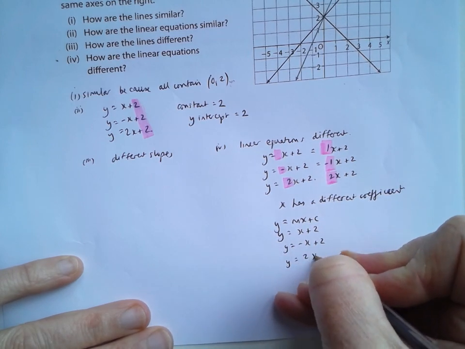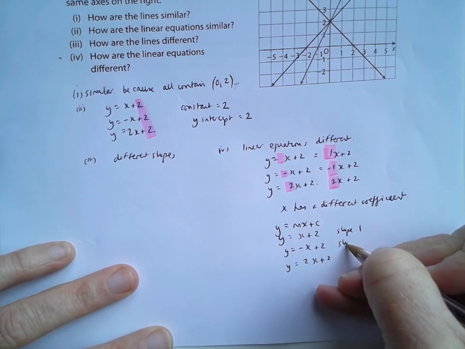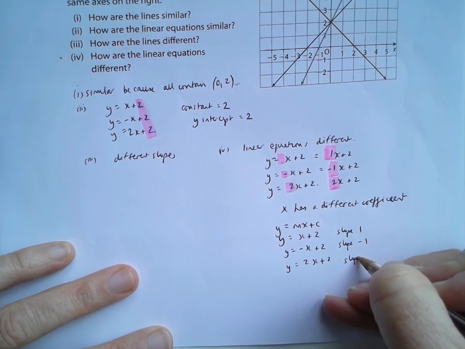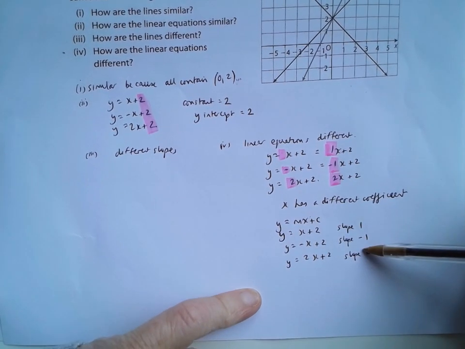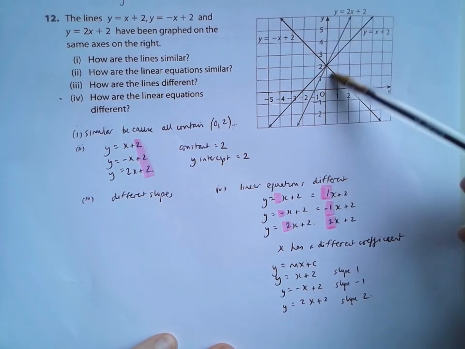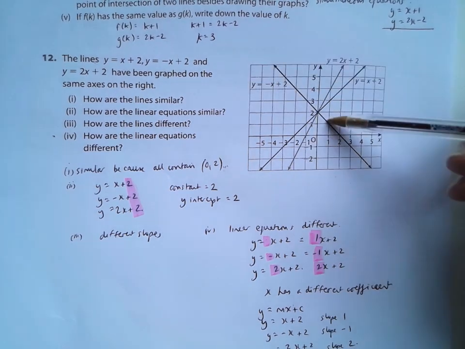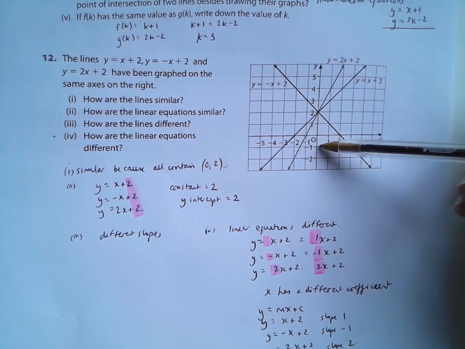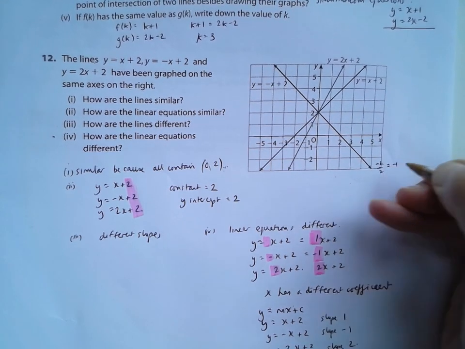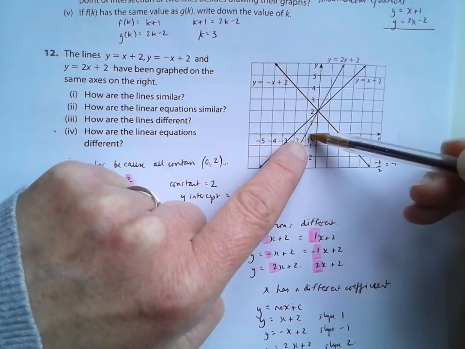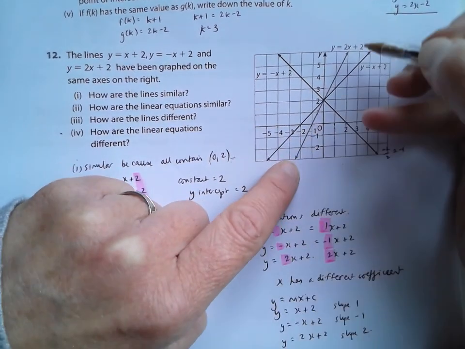So if you note, this one had a slope of 1, this has a slope of minus 1, and this has a slope of 2. From the equation we can tell the slope, and looking at the graph we can see also what their slopes would be. How would we do that? We do rise over run, I guess. So this black line here goes down 2 and across 2, so that would be minus 2 over 2, which would be minus 1. This line here goes up 2 and across 1, so it has a slope of 2.